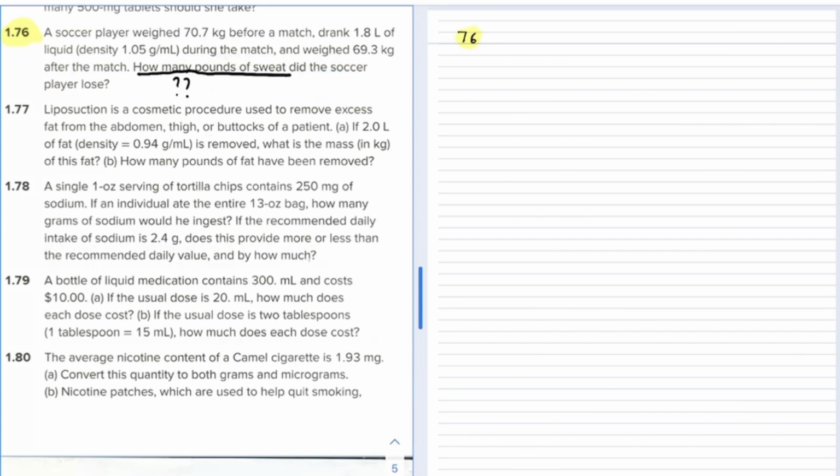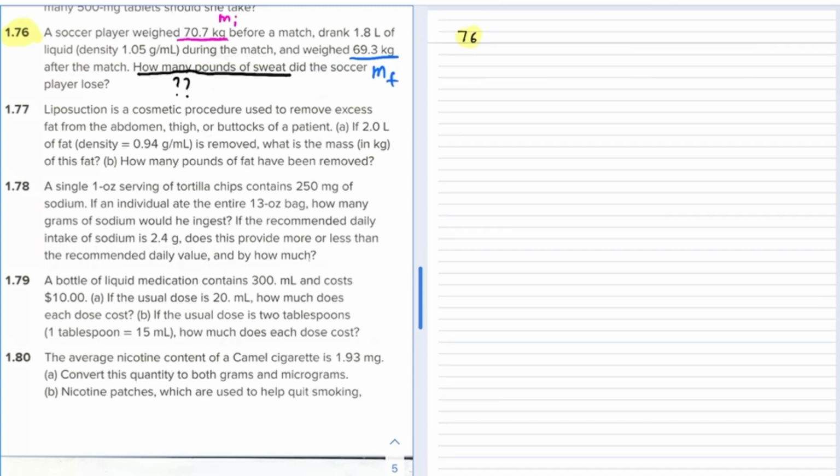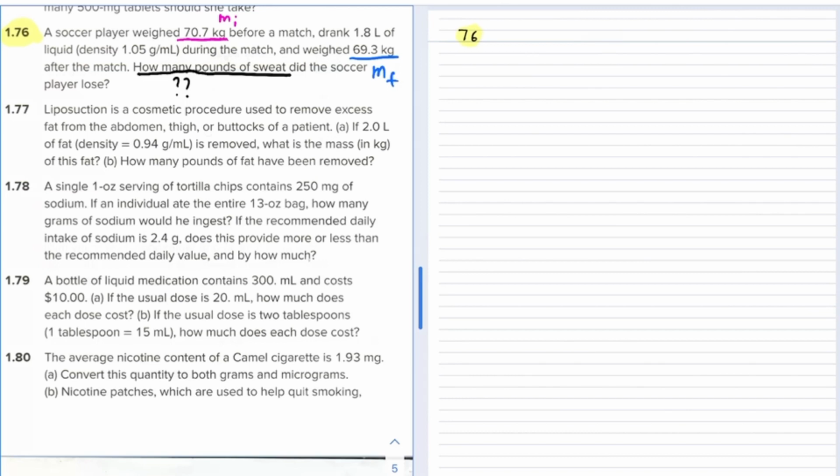The question gives us the initial mass right here. So here's the mass. I'll just put the initial mass. We're given the final mass right there. And then we're also given the amount of liquid that he drank, and that's mass that's added as well. So here, we're not told the mass of the liquid that's added, but we're given its volume and density. And if you know the volume and density, you can get the mass.